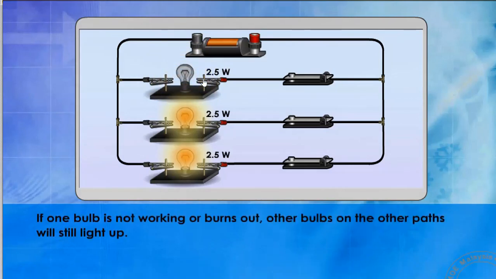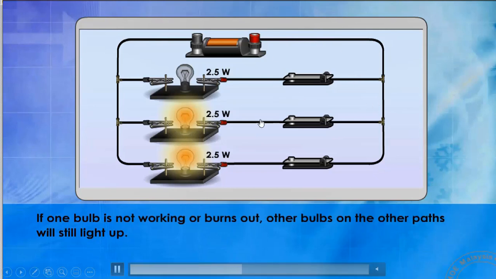If one bulb is not working or burns out, the other bulbs on the other paths will still light up. Current can still go through this path and this path. So current can still flow in the other paths.